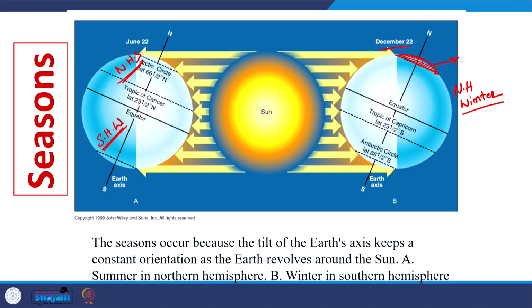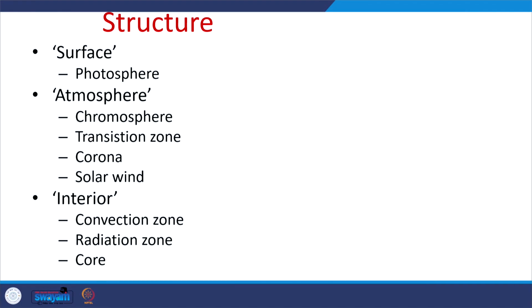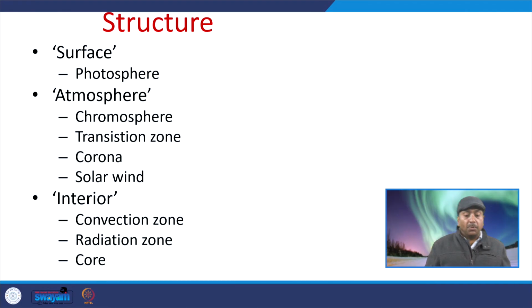So, we are experiencing summer, let us say, in June onwards, May, June, July. The other hemisphere, the southern hemisphere, is experiencing winter. Okay, right. Now, let us briefly look at some other aspects related to the various regions of the sun. So, we can start from the core, radiation zone, convection zone, solar wind, corona, transition zone, chromosphere, etc.